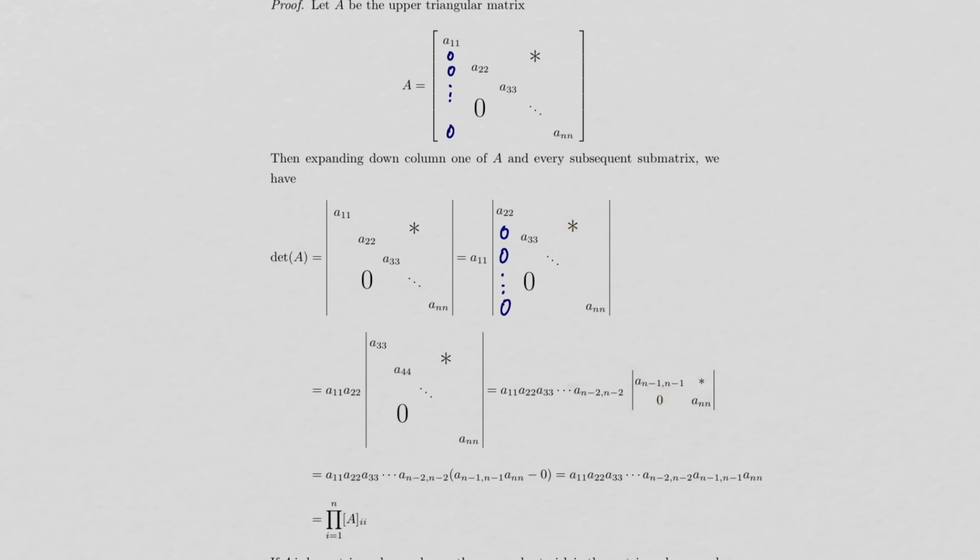Well, how do I compute this 2 by 2? I multiply across and then subtract the product here. Well, 0 times whatever is 0. So I really just have to multiply these two together, which I get here. And what we have here is the product of all of the original diagonal entries. So A11, A22, A33, all the way to ANN. And that's the formula that the theorem claims is equal to the determinant of A.